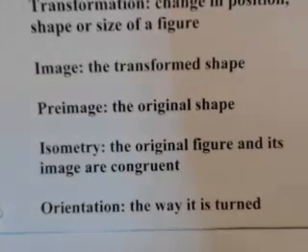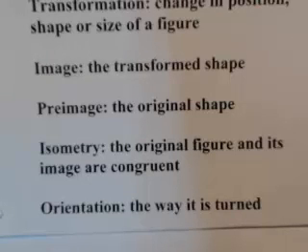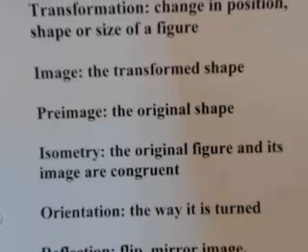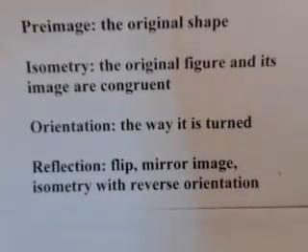Orientation is a term that we use to speak of the way it is turned. So if the two shapes have the same orientation, that means that they are turned the same way. We use the word reflection to mean a flip or a mirror image. We say that it's an isometry with reverse orientation.